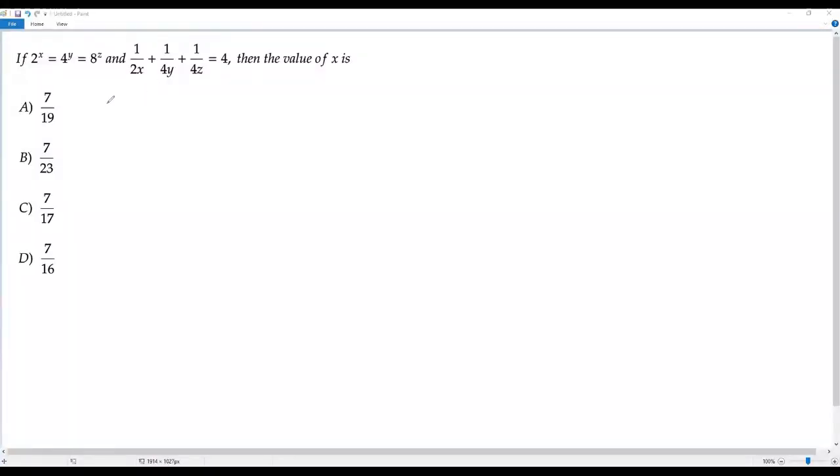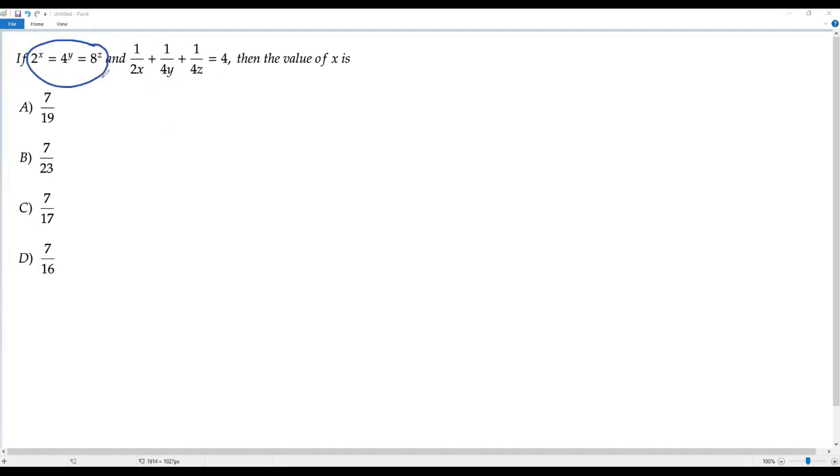Here we have a SAT math problem. Okay, let's go to the question. If 2 to the x power equals 4 to the y power equals 8 to the z power, and 1 over 2x plus 1 over 4y plus 1 over 4z equals 4, then the value of x is. Okay, using these two equations, we have to solve for x.